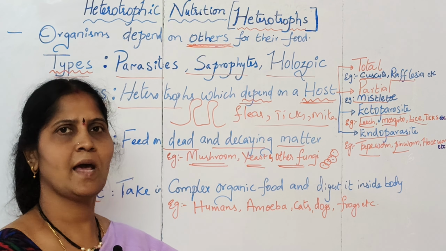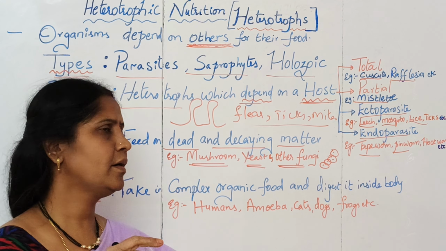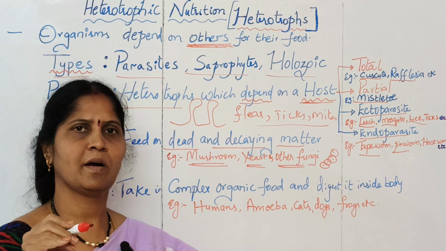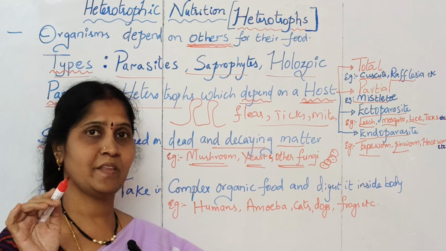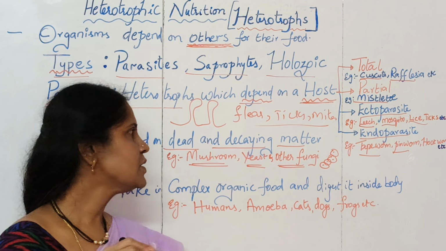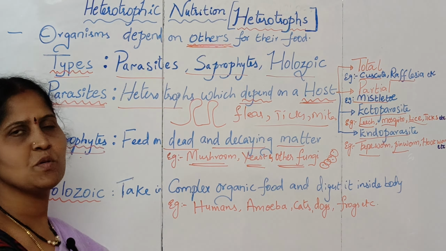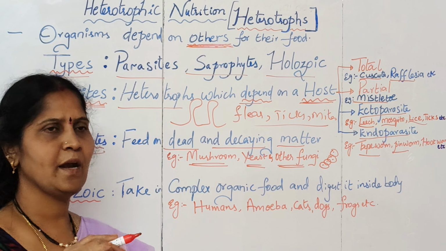Mushrooms as such are directly seen, and for any vegetable which has got the growth of the fungus, we can take it on a slide and see under the microscope for the detailed structure. So like this we have the saprophytes, which feed on dead and decayed matter.